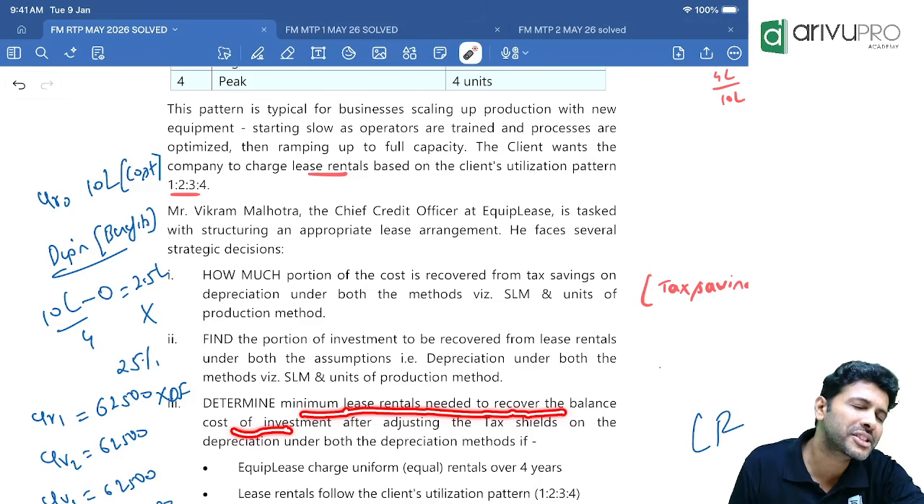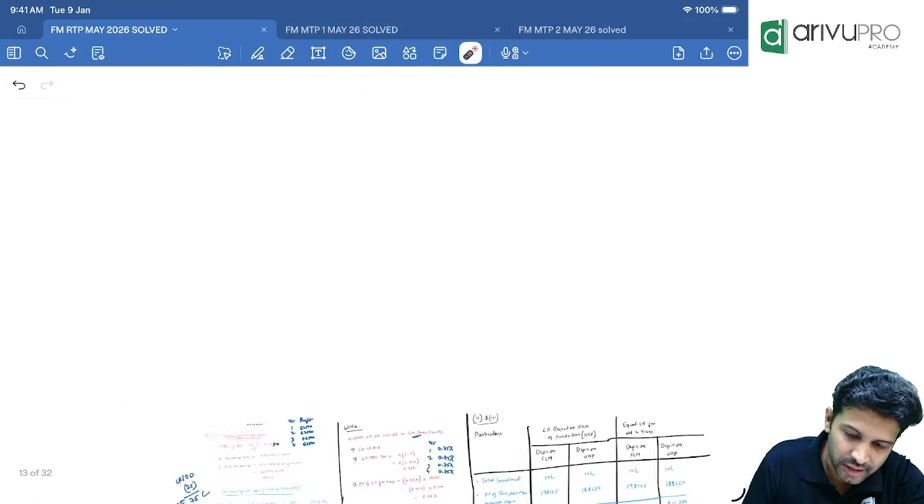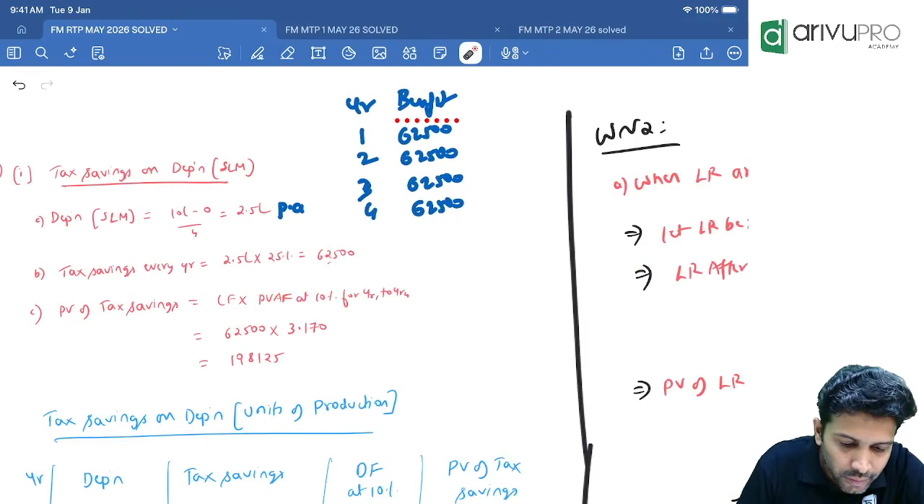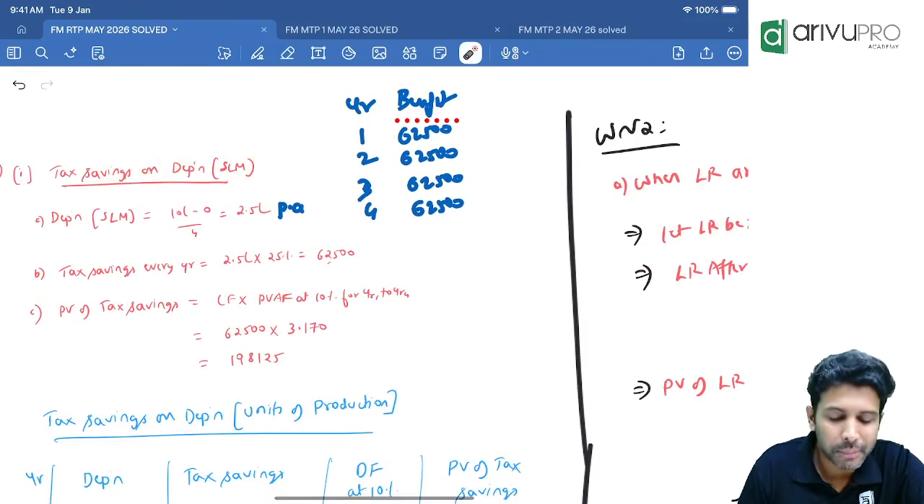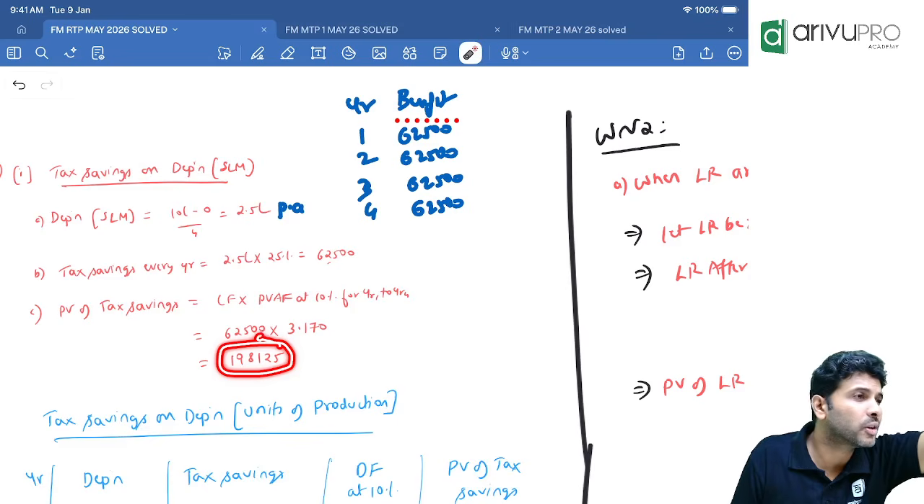One second. How much did we invest? 10 lakh we invested. Depreciation is an expense. On expense we paid tax or saved tax. So that's a benefit. Now one second. If you're following straight line method, how much benefit you will get? 1,98,125.